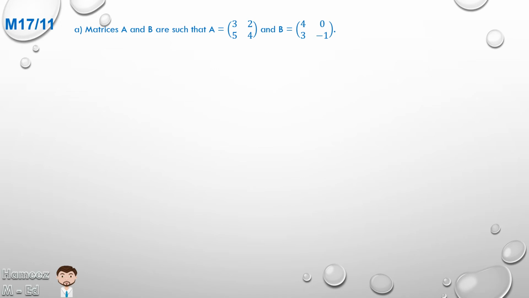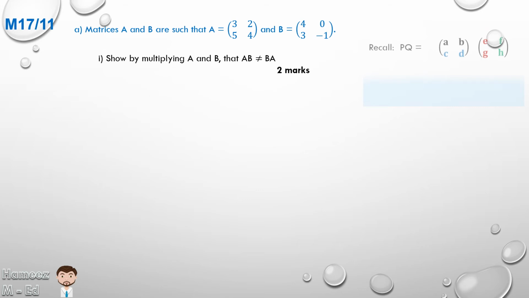May 2017, number 11, A. Matrices A and B are such that A is equal to 3, 2, 5, 4, and B is equal to 4, 0, 3, minus 1. Part 1. Show by multiplying A and B, those two 2 by 2 matrices, that AB is not equal to BA. So let's recall, how do we multiply 2 by 2 matrices?